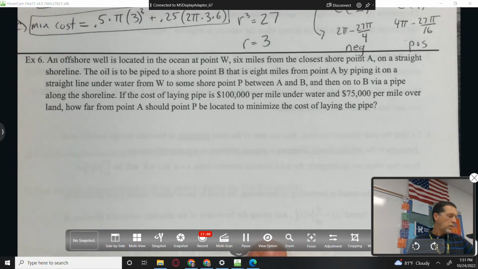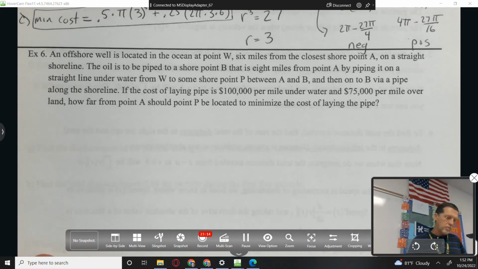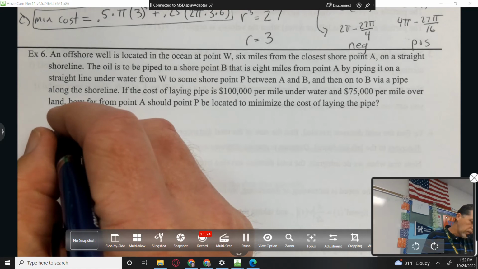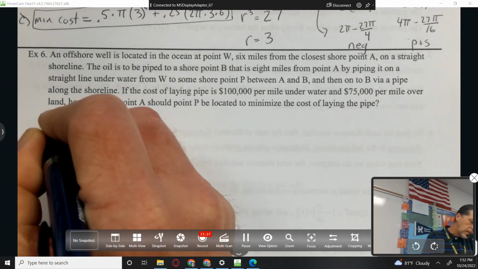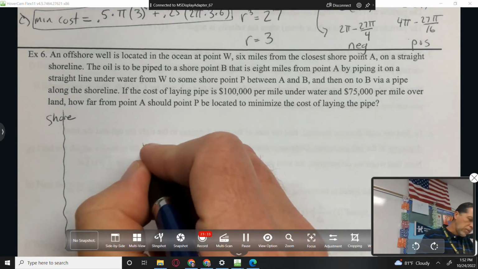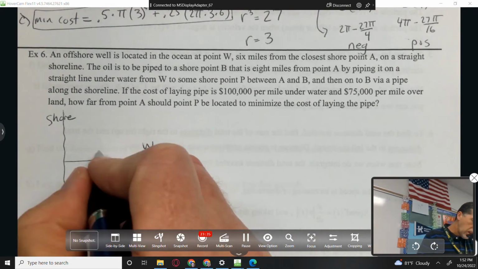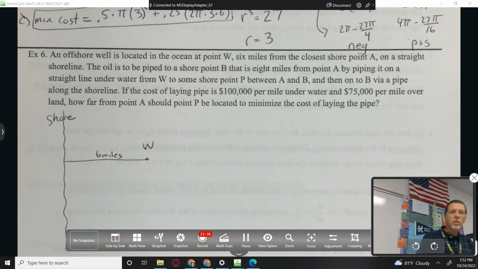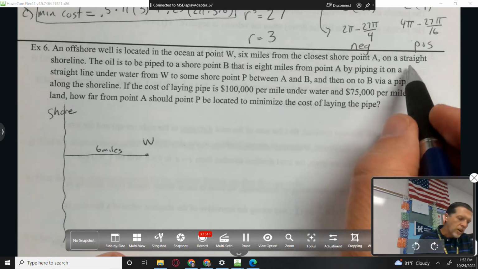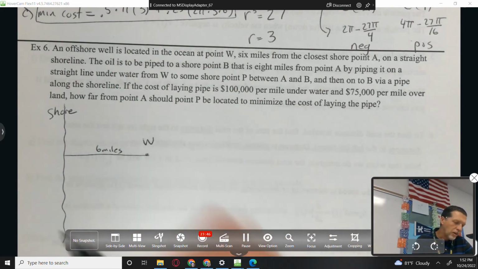Number 6. Probably won't have time to finish it, but maybe we can get it set up. An offshore well is located in the ocean at point W, 6 miles from the closest shore point. Alright, so there's my shoreline. Point W is 6 miles away. Maybe I should read the whole problem before starting to draw, because I don't know what else is going on. On a straight shoreline. Okay, well, mine's roughly straight.